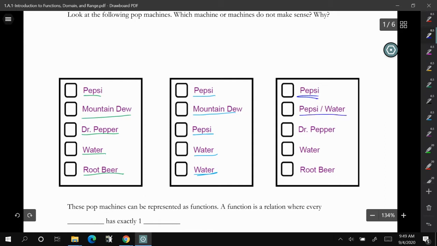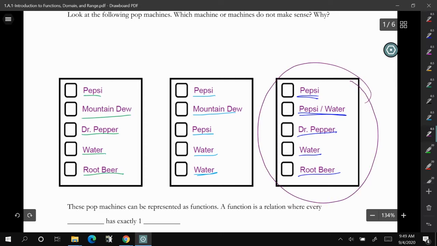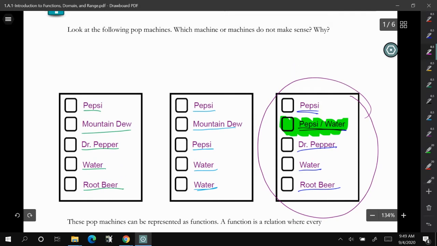This button gives us Pepsi and water. Button for Dr. Pepper, another button for water, and then another button for root beer. So this machine doesn't make sense because we can press this button here and we get Pepsi or water or Pepsi and water. It's not very clear. So let's see which one does not make sense. The last one.